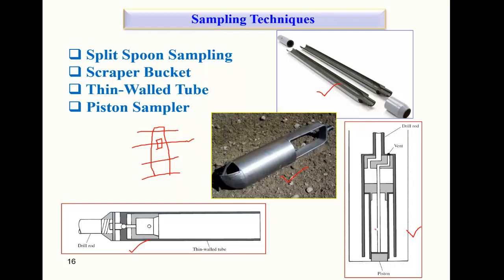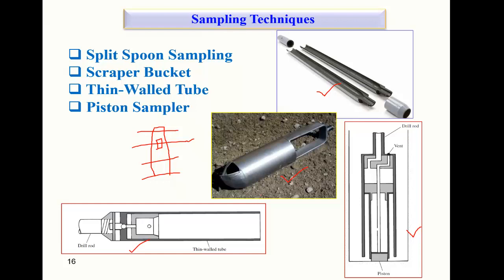Are you getting my concept? Yes, sir. Okay, so you can collect with any sampler. What is the target of collecting the sample? Either you will do some laboratory test or you will do some physical test. Based on your expectation, you will select the sampling technique. So can we start one by one?